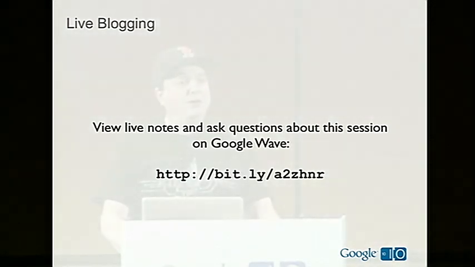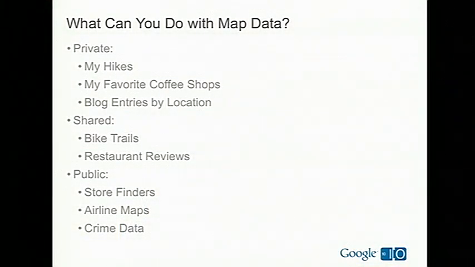First of all, how many people are familiar with V3? And how many people are using V2 applications? All right, so it's roughly half and half. So what I'm going to be doing today is describing how you can use the Maps Data API to do a mashup in V3.